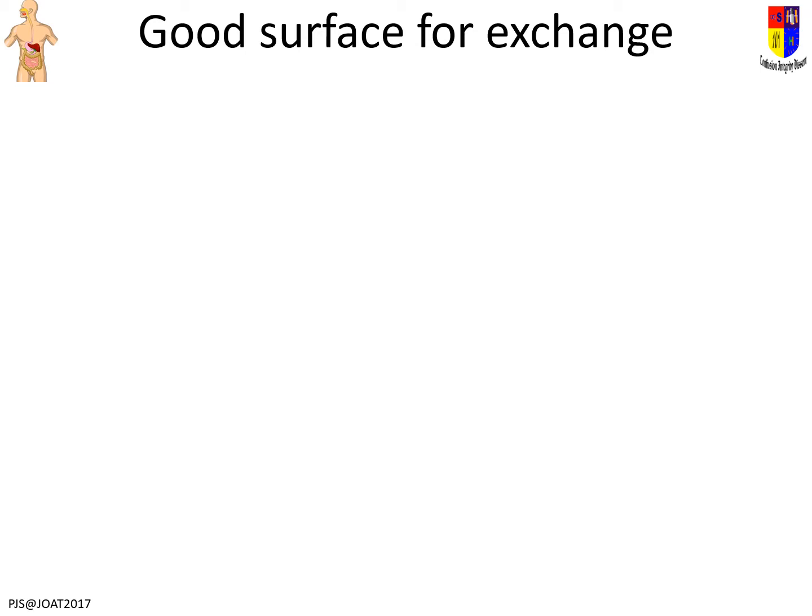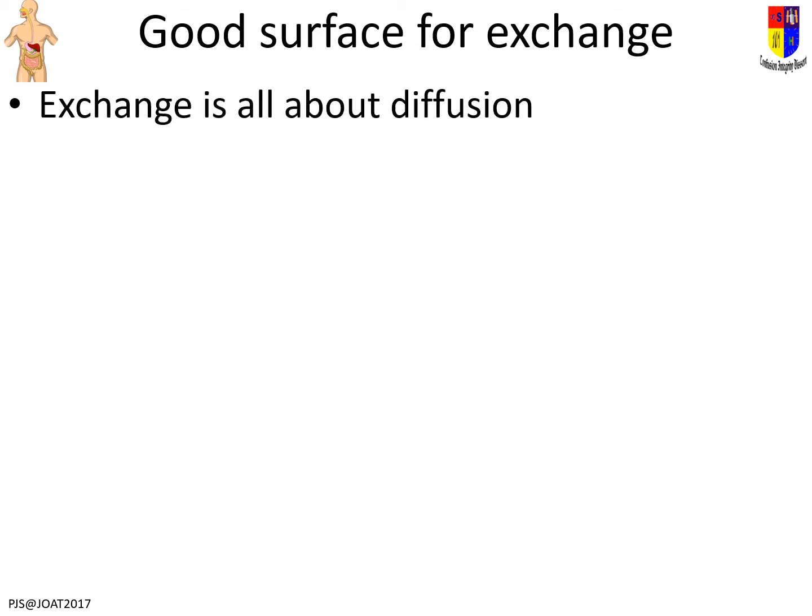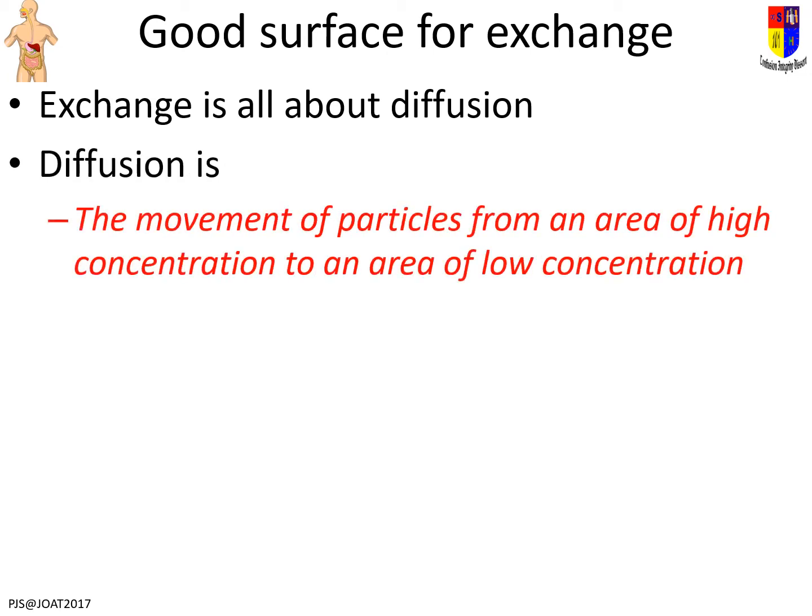This is a micrograph showing it spreading through everything. To make a good surface for exchange, what we need is something that's good for diffusion, because this is how you do exchange. So diffusion, you should already know. Straight definition: movement of particles from an area of high concentration to an area of low concentration. You might see a movement of molecules from an area of high concentration to an area of low concentration. The essential thing is it's high to low.